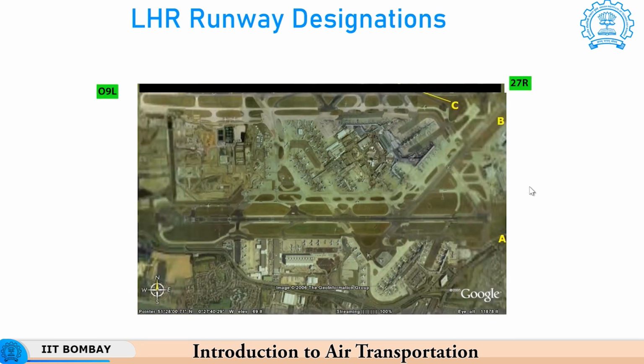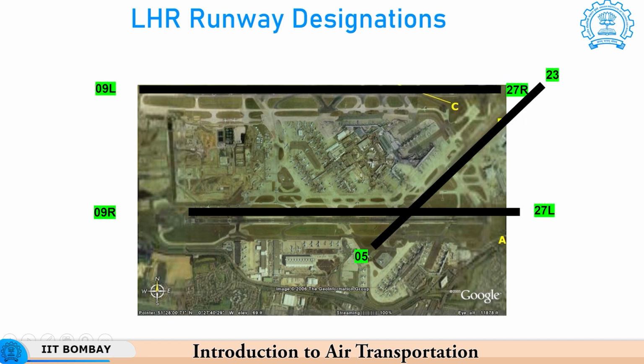So, back to Heathrow airport, the main runways are 27L/09R and 27R/09L. So, you can see that both of them are parallel. This is the north direction. So, it is 270 degrees and this will be 90 degrees, and there is an additional one which is 05/23, okay, 50 degrees inclination and 230 degrees inclination from north.